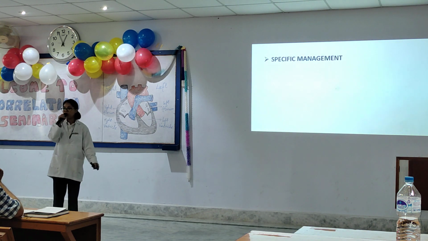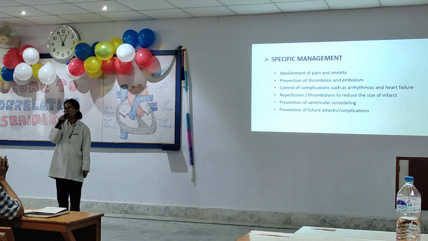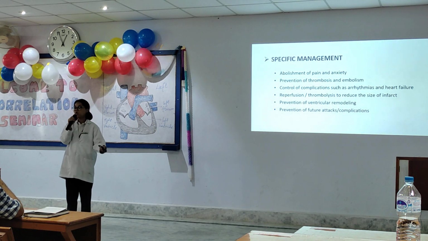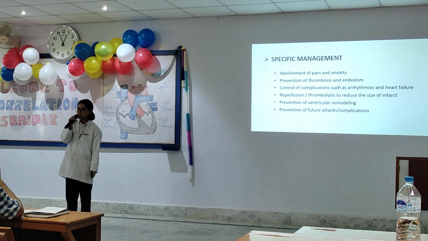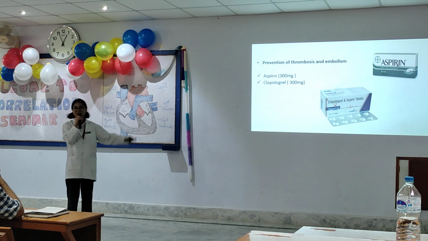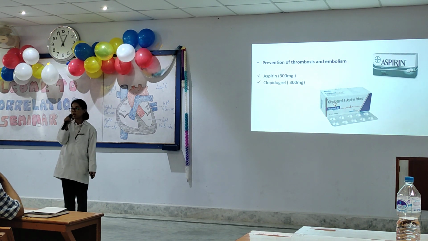In specific management, we have 6 points here. Number one, avoidance of pain and anxiety. For that, we give 0.5 mg of GTN, and if there is no progression in the patient, then we give 10 mg of morphine through IV route. Number two, prevention of thrombosis and embolism. For that, we give 300 mg of aspirin and 300 mg of clopidogrel.